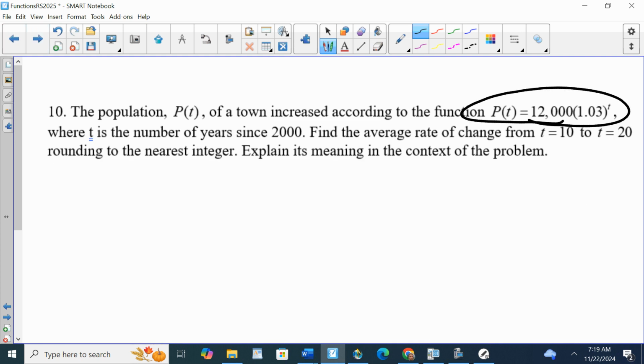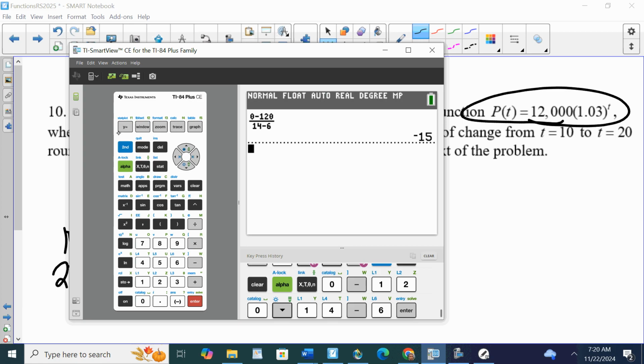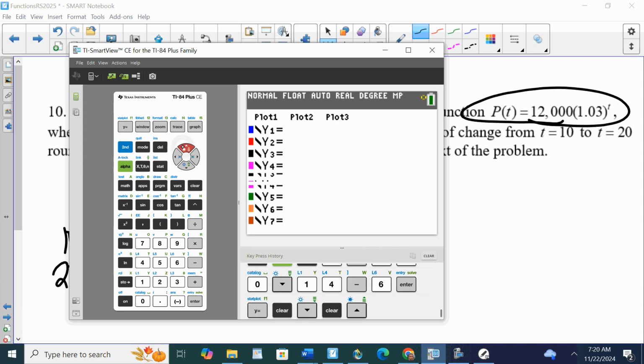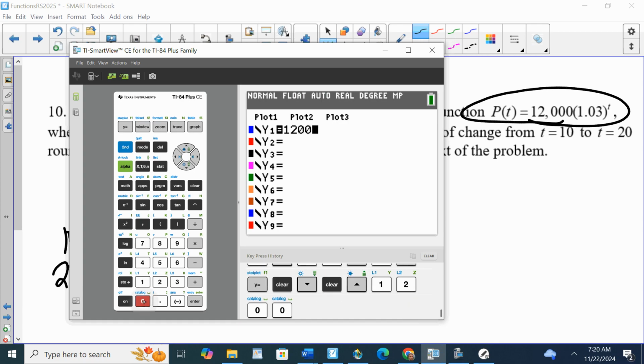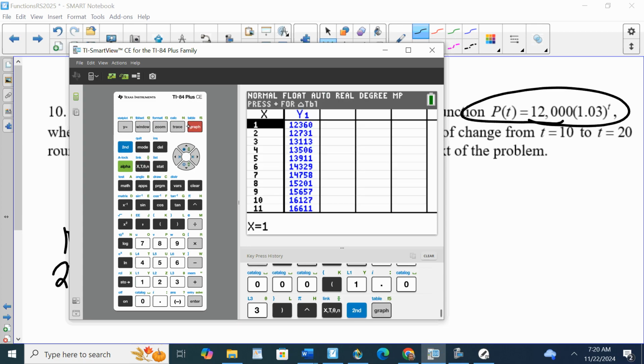If they give you an equation, you're going to get your y values from y equals. So I would go to y equals. I would type in 12,000 times 1.03 to the power of x. I go to my table, and then I would look at 10 and 20.